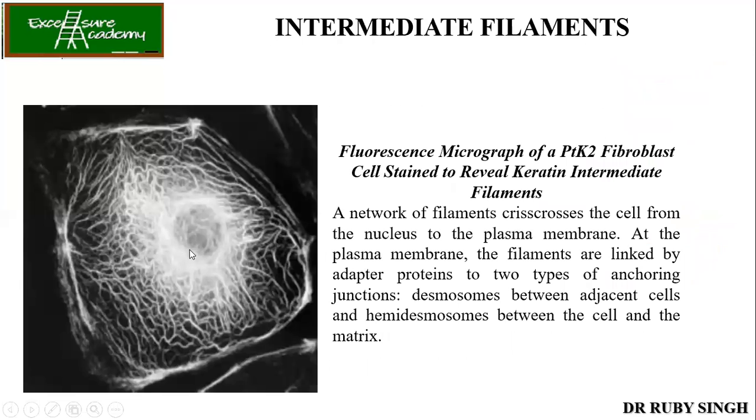Now, this is how the fluorescent micrograph of your IF looks. You have the nucleus over here, and you can see the maximum fluorescence at the nuclear envelope. All these intermediate filaments extend towards the periphery of the cell. Here also, as I mentioned, desmosomes are between the adjacent cells and hemidesmosomes between the cell and the matrix.